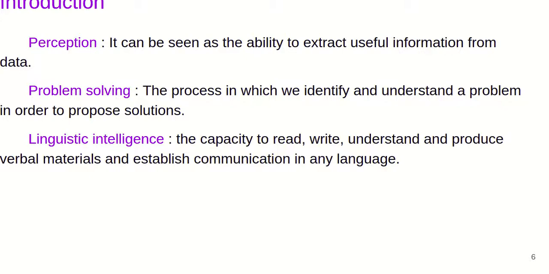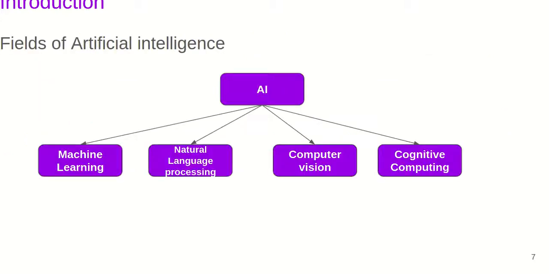And finally we have what we call linguistic intelligence, which is the capacity to read, write, understand, and also produce verbal materials and basically establish communication in any language. So these are the main elements of intelligence, and artificial intelligence is inspired from them, and we can see that we have fields inspired from this in artificial intelligence.